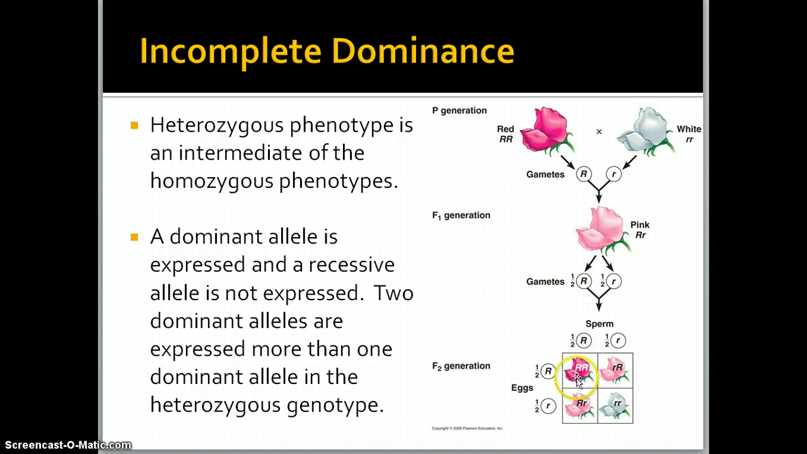Big R and big R come together, and they're going to produce red. When little r and little r come together, they're going to produce white, just like this parent. But when big R and little r come together, you're going to have pink. They're producing half as much red pigment as this parent, so they're going to appear pink because they have half as much.